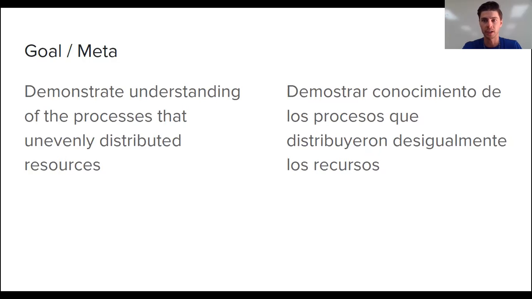This, of course, is also written on the whiteboard. Your goal today is just one thing: to demonstrate your understanding of the processes that led to unevenly distributed resources. When we use the word processes, you can also think of causes, or why are resources unevenly distributed.